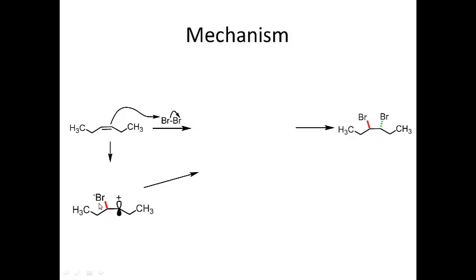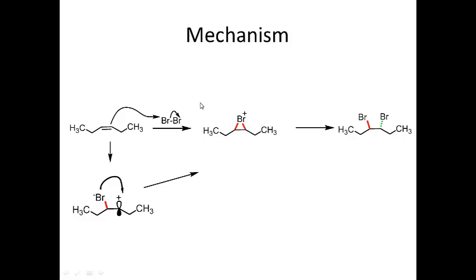And so now you are here, right? And this bromine collapses on the plus charge. Remember, when you break the pi bond here, one of the carbons is going to be positive. All right, so here the bromine collapses down and you get your bromonium ion intermediate.